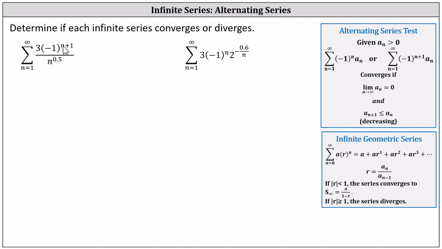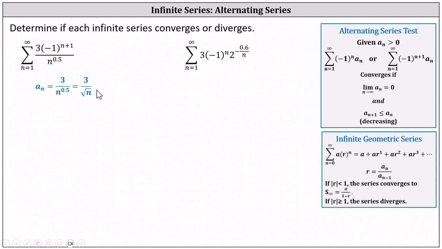For the first series, we have the sum from n equals 1 to infinity of 3 times negative 1 to the power of n plus 1 divided by n to the power of 0.5. Notice a sub n, the non-alternating part of the formula, is 3 divided by n to the power of 0.5, which we can also express as 3 divided by the square root of n.